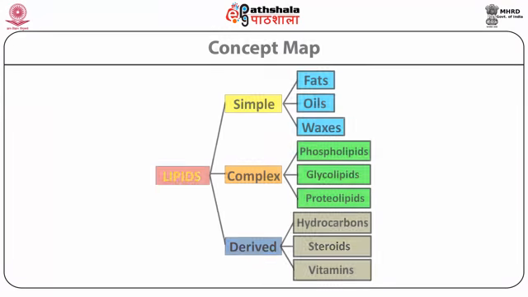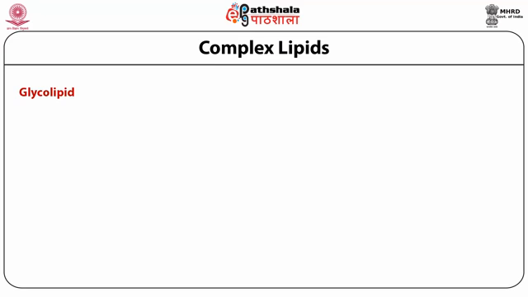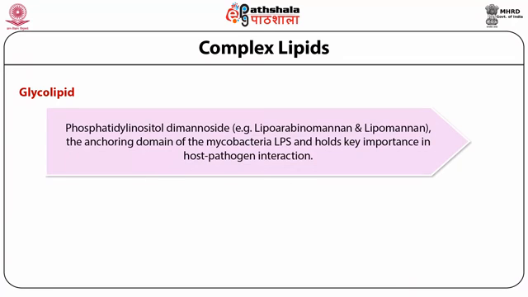In mycobacteria, the lipopolysaccharide, the phosphatidyl inositol dimannoside, lipoarabinomannan, and lipomannan have been the anchoring domain and hold the key significance in the interaction between the host and the pathogen.